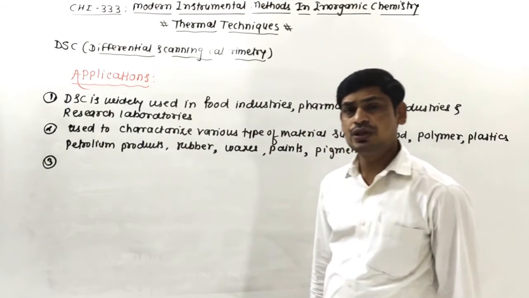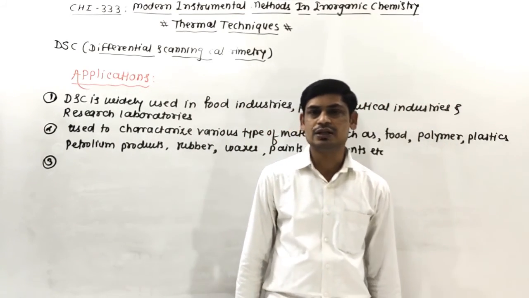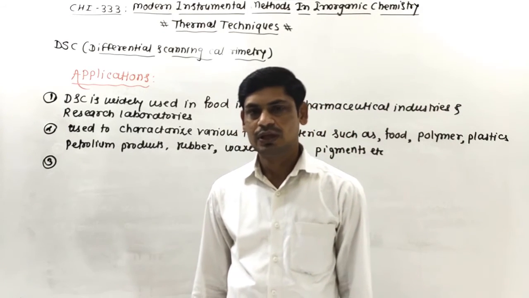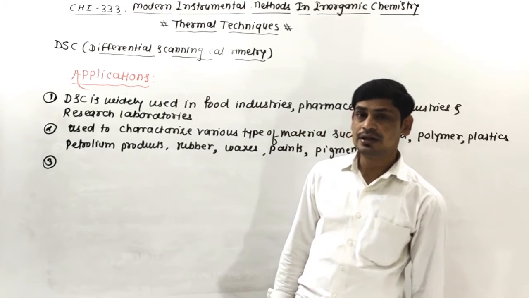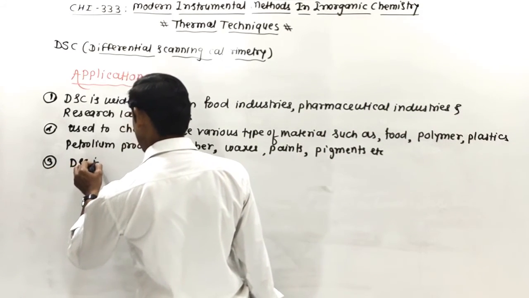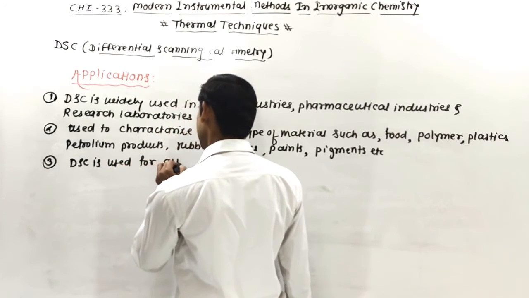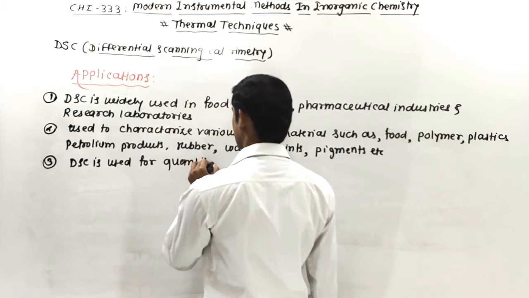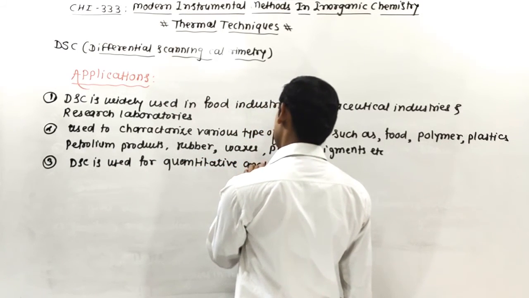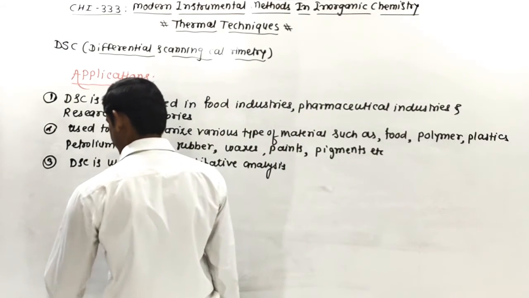DSC is also used in quantitative analysis because we know that area under the peak is directly proportional to the amount of heat absorbed, and from that we can get a quantitative measurement. So the DSC is used for quantitative analysis.